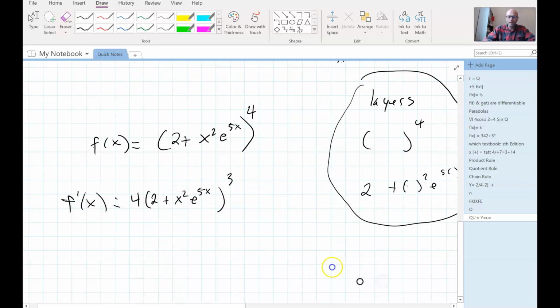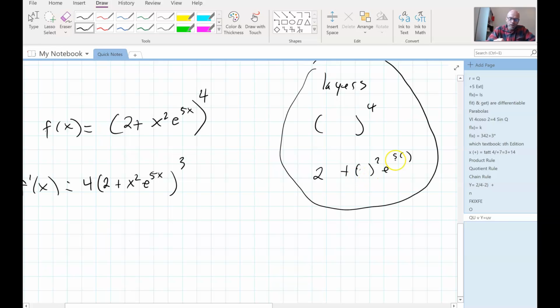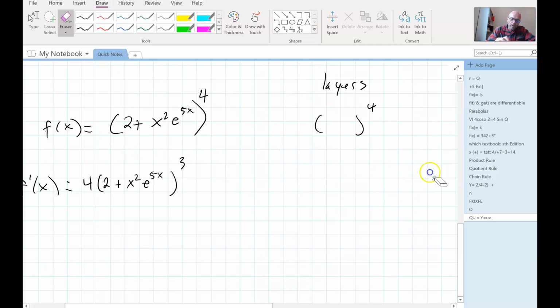But now I have to take the derivative of this next layer here. Now, this next layer here is a problem. I'm going to rewrite this as, well, the derivative of 2 is not a problem. That's just going to be 0. So I'm not going to worry about that. But what I need to know is what's the derivative of x squared e to the 5x? Well, because it's being multiplied together, I have to use the product rule. So I'm going to do my little u and my v here, and I'm looking for u prime v plus v prime u.